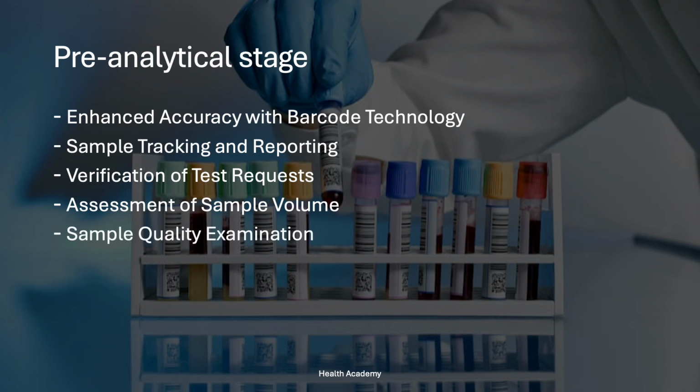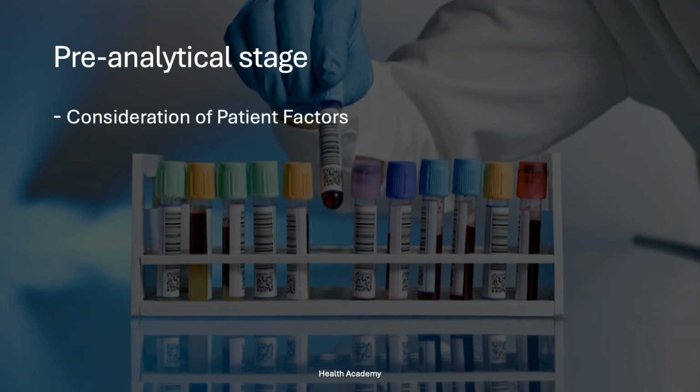Sample quality examination. Observing the sample for signs of hemolysis or the presence of lipemic serum is crucial, as these conditions can affect the accuracy of test results. Consideration of patient factors. Taking a comprehensive history of the patient's food intake, alcohol consumption, drug use, smoking habits, stress levels, and sleep patterns is important. These factors can significantly influence test outcomes and should be considered when interpreting results.